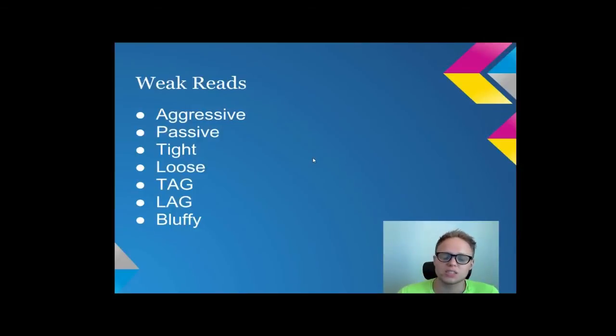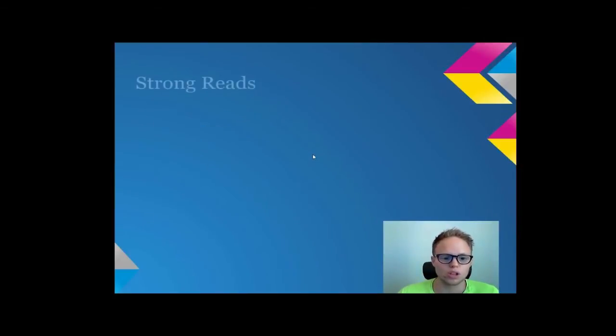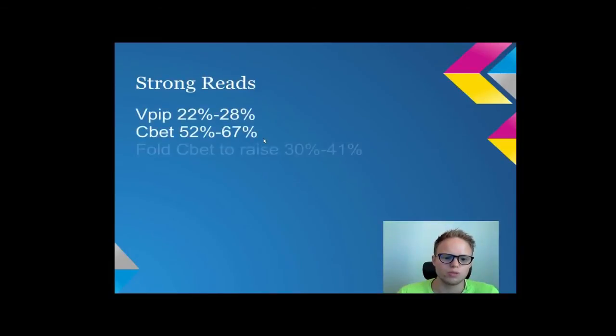So that leads us into the next type of read that I call the strong reads. And there are really two types of strong reads in my opinion. And the first one is, if you get a good understanding of the stats that are normal, then you can start just watching the HUD and see, okay, this guy is playing way below the norm. And these numbers, by the way, I've gotten from Leak Buster.